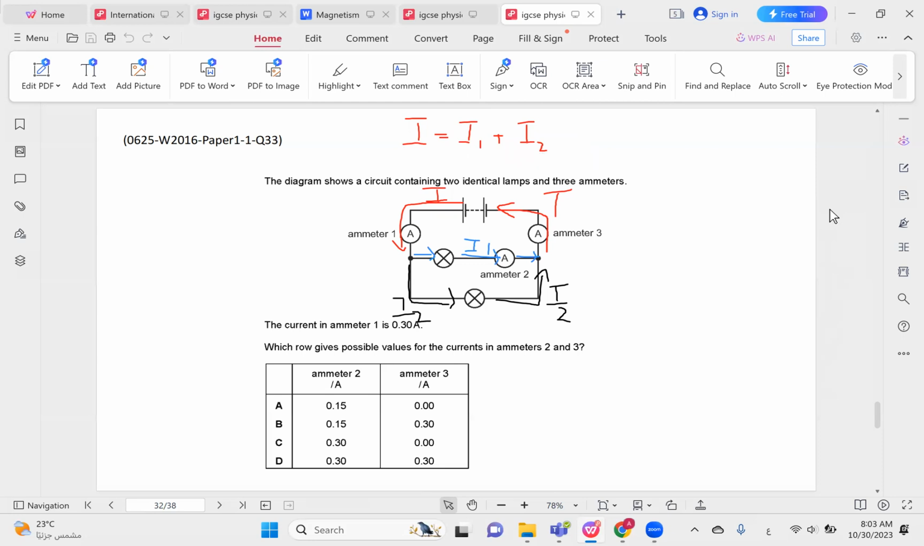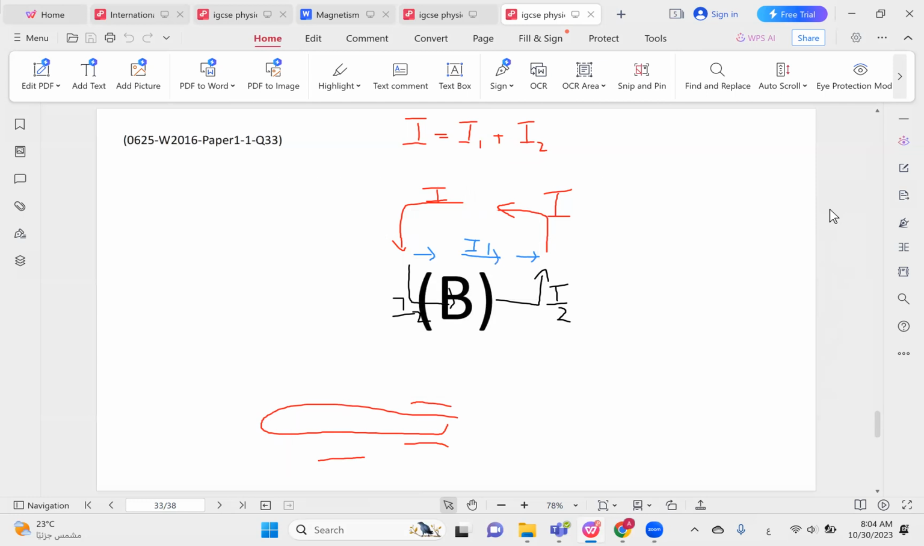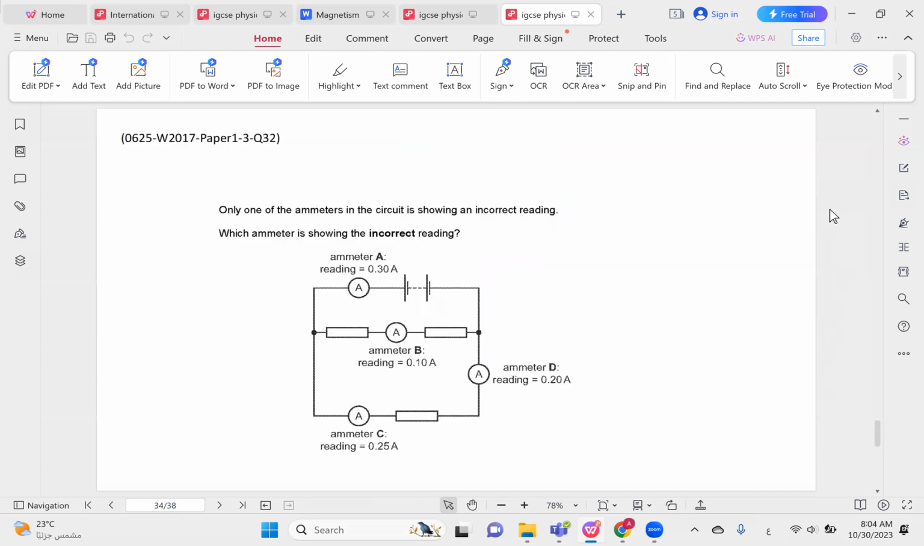So if the current in ammeter 1 is 0.3, then ammeter 3 must be similar to ammeter 1 because they both have the same current. So definitely not 0. And ammeter 2 must be less than 0.3. So this is definitely wrong. And the only correct choice here would be choice B. Ammeter 2 is less and ammeter 3 is equal. So B is the correct choice.